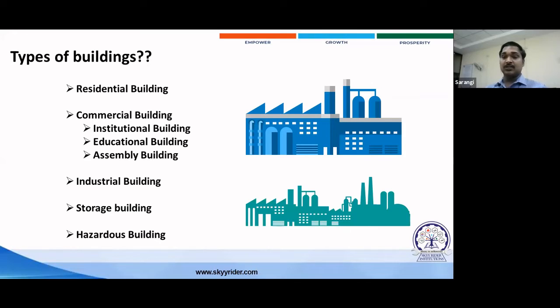Industrial buildings are those buildings which house industries, like a construction company's ready mix plant. The storage building is the house where we store all the materials, the warehouse. The hazardous buildings are those where hazardous materials like chemicals are stored for further use.